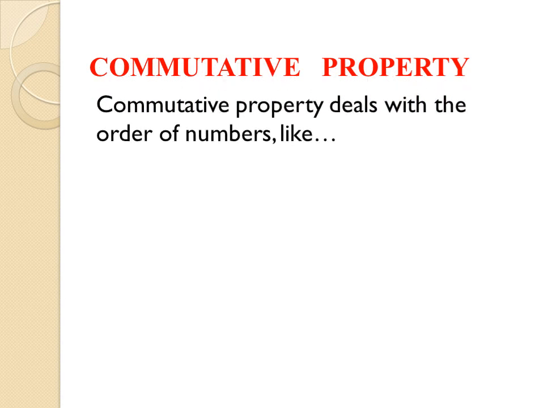Let's go to the second property, commutative property. What is this commutative property? Commutative property deals with the order of numbers. Let me repeat. Commutative property deals with the order of numbers. Like you have a few numbers here, 2 plus 3 plus 8 plus 7.